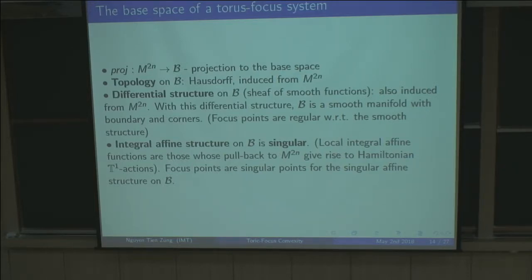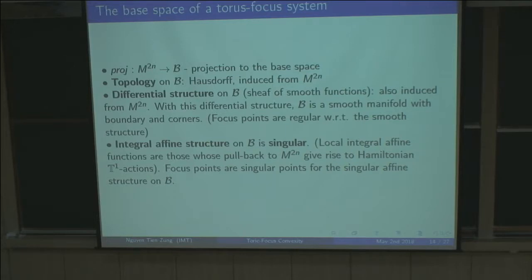When we talk about the base space, here we suppose that the system is toric focus, okay? Only elliptic and focus singularities, no hyperbolic singularity. Then we have this projection from the symplectic manifold to the base space. The topology of B comes from the topology of the manifold. So it is an induced topology, which is Hausdorff, easy to see. The differential structure on B is also induced from the differential structure on the manifold. It means that a function on B is smooth if the pullback is smooth.